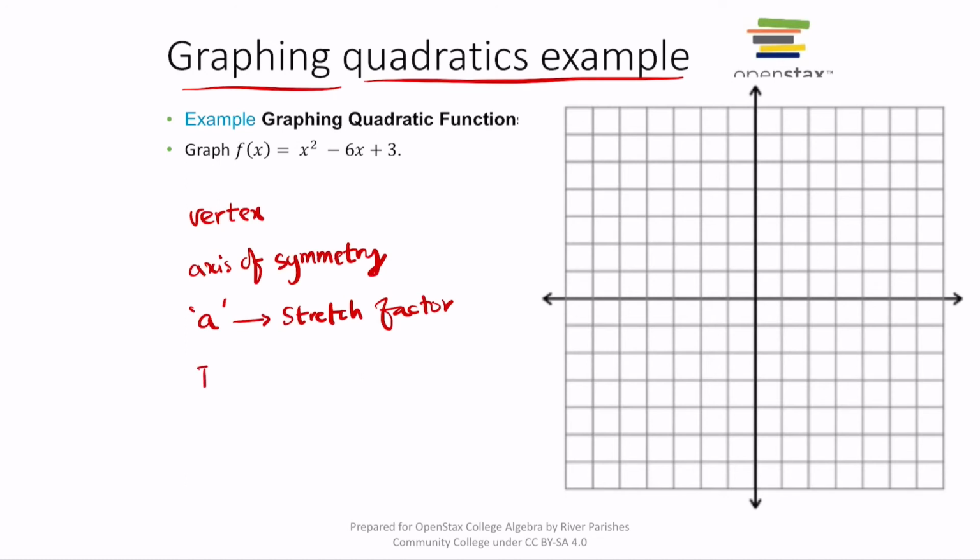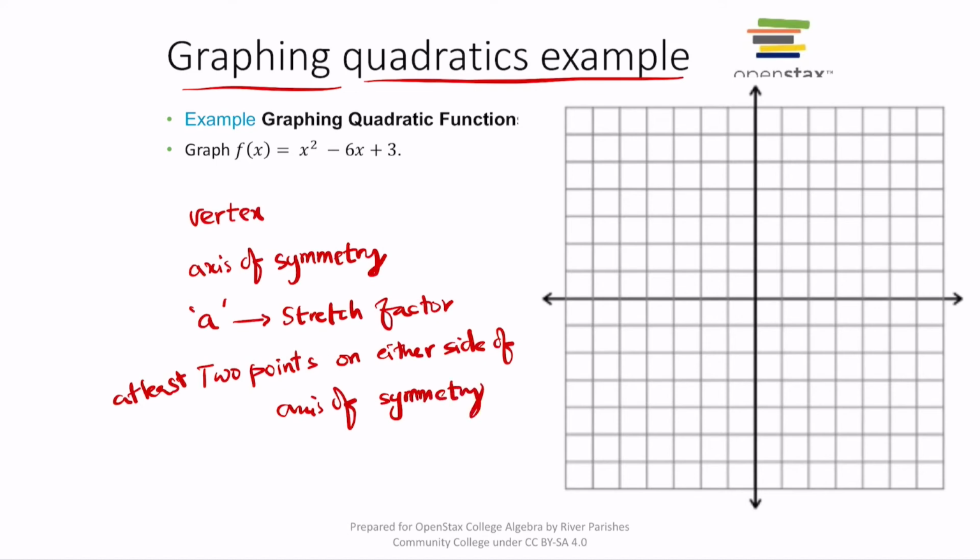Next, we also need 2 points on either side of the axis of symmetry. So we need at least 2 points on either side of the axis of symmetry. These are the only choices, and only then can we draw the quadratic function. So let's start with the vertex.